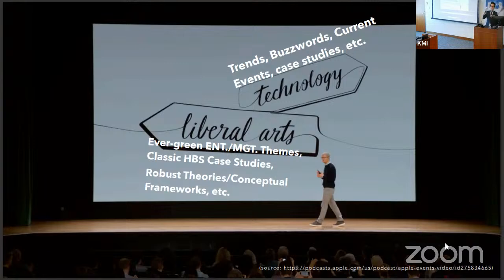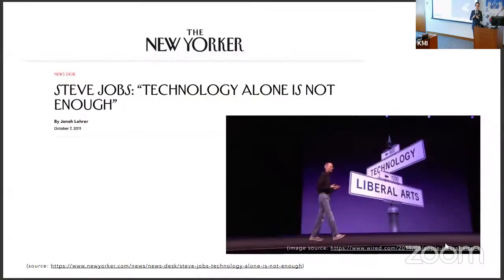Those disciplines provide us with robust, proven, and tested theoretical, academic, or conceptual frameworks to make us sustainable business leaders and decision makers. So, evergreen entrepreneurship management themes and theories, classic HBS case studies published by HBS or some other prestigious business schools, robust theories and conceptual frameworks are these. These are my interpretation of the other direction of this intersection model. So how can we do that to solve this problem?